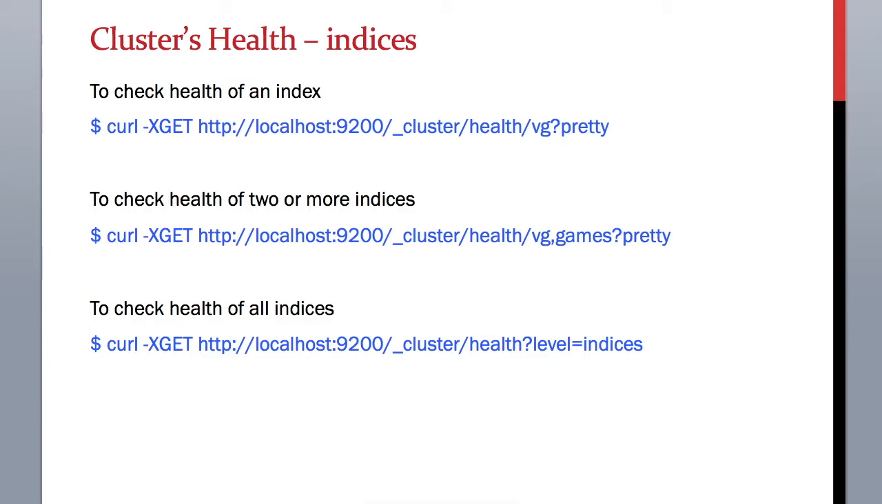In the previous lesson, we saw how we can use the health API to check on our cluster's health. Now we can use the same API at different levels. In this exercise, we will check the health of an index, or multiple indexes, or all the indexes in our cluster. Let me show you how we can do it.